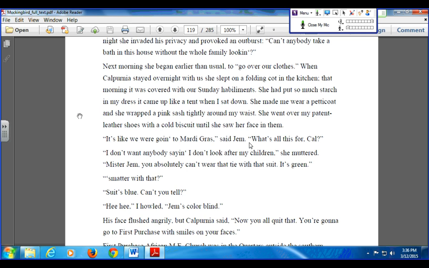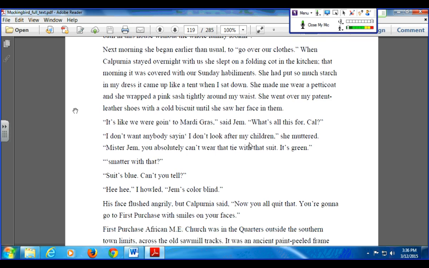"It's like going to Mardi Gras," said Jem. "What's this all for, Cal?" "I don't want anybody saying I don't look after my children," she muttered. "Mr. Jem, you can't absolutely wear that tie with that suit. It's green." "What's the matter with that?" "Suit's blue. Can't you tell?" "Hee," I howled. "Jem's colorblind." His face flushed angrily, but Calpurnia said, "No, you all quit that. You're going to go to First Purchase with smiles on your faces."